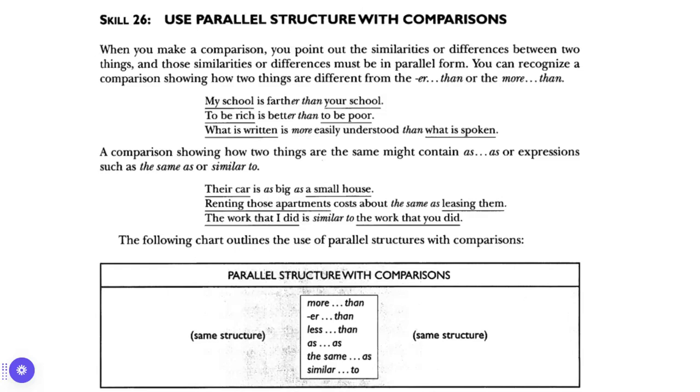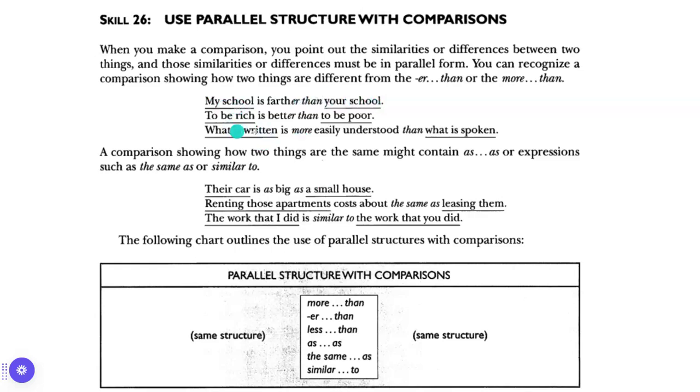You can recognize a comparison showing two things when we see the ER on an adjective or when we see the more than. For example, my school is farther than your school. Here we have a good example of parallel structure with comparisons. We have my school, your school.